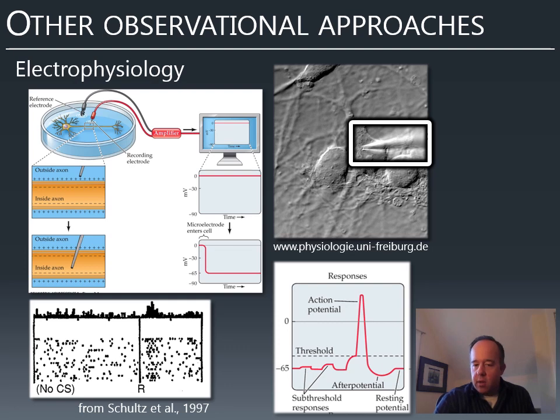And in this diagram in the lower left, you can see when the neuron fires action potentials. Each action potential is a black dot, and you can add them up over time and see what events the neuron is responding to using electrophysiology.